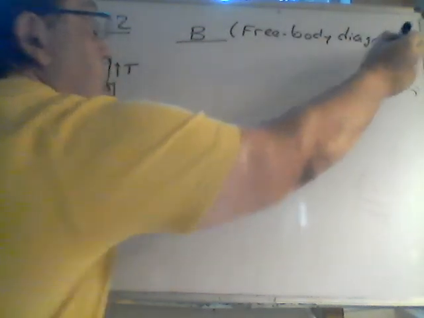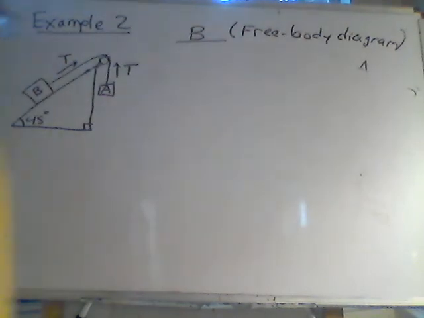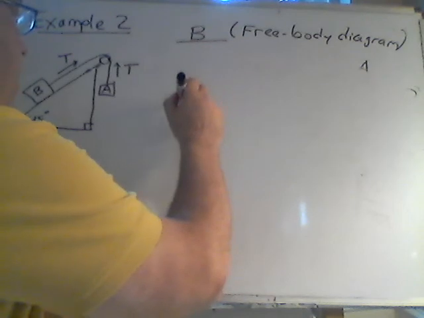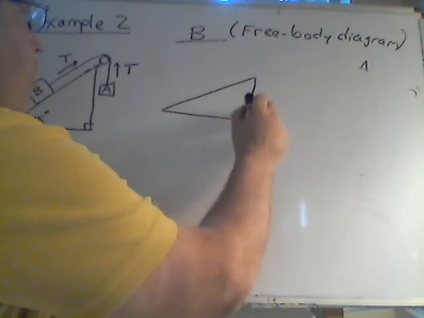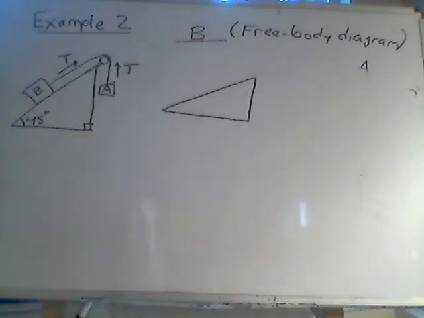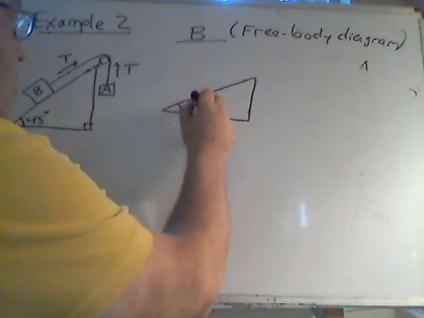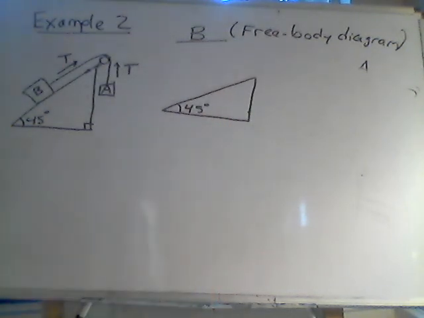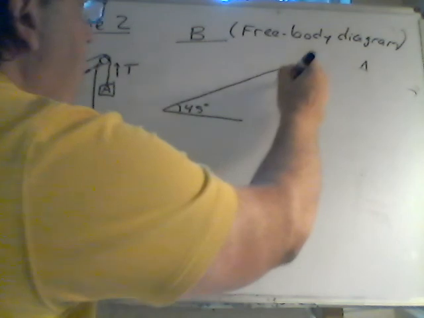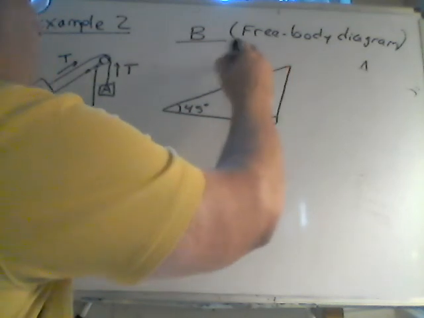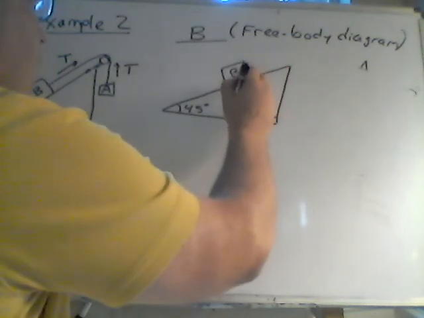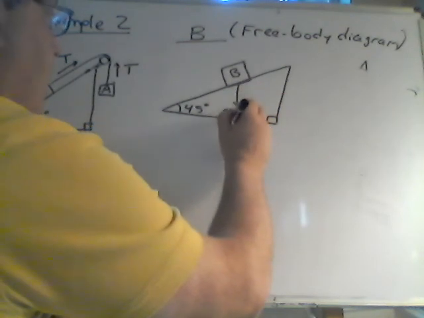All right, for block B, so let me redraw things here. Again, I don't really need the incline, but I'm drawing it for the sake of context. 45 degree angle. Let's draw this a little bit bigger. I have block B. Now, again, there's a weight that's going to go straight down. I'll call it M sub B G.